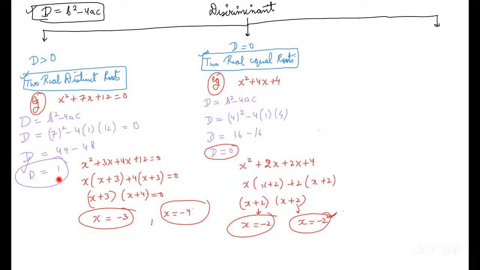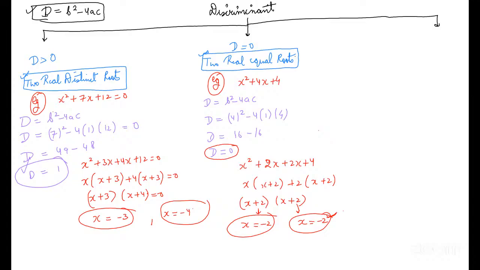And if it is greater than 0, and when I split the middle term and find it out, then according to this equation, I got two real distinct roots, means different roots. Distinct means different. So there are two different roots, minus 3 and minus 4. But when D is equal to 0, there are two real equal roots. Two roots will be there, but they both are equal, like minus 2 and minus 2. Understood?